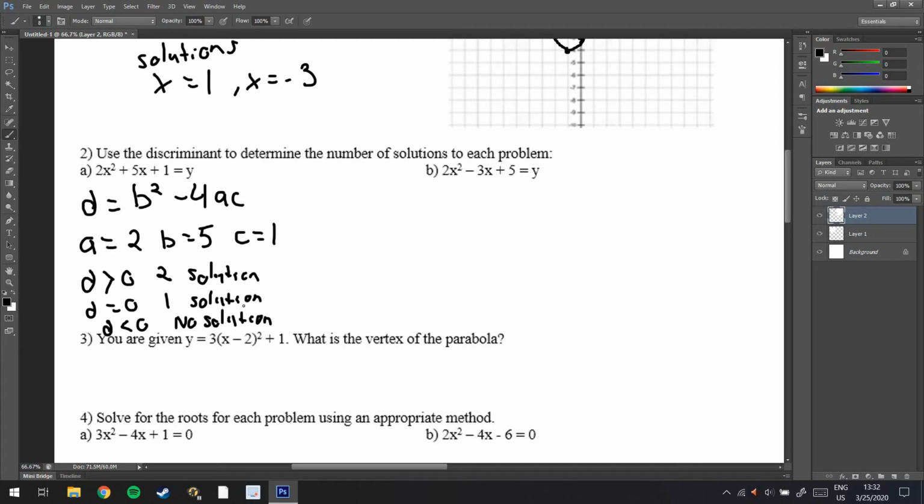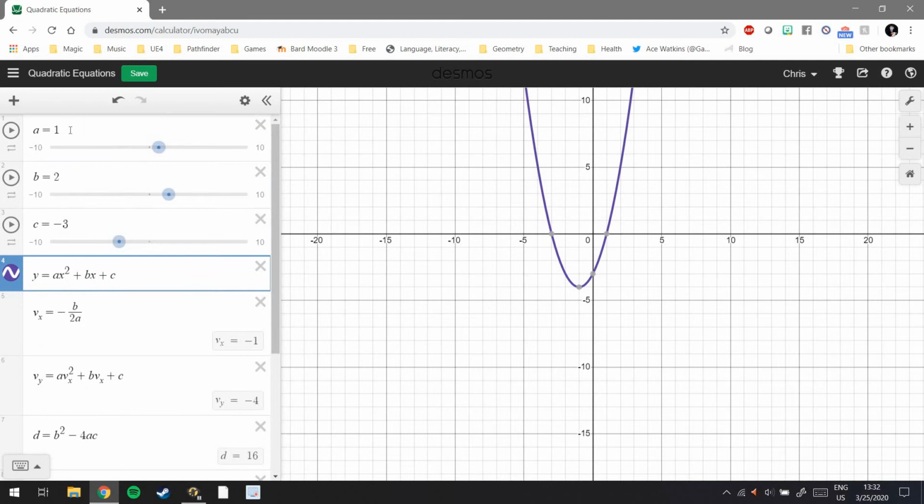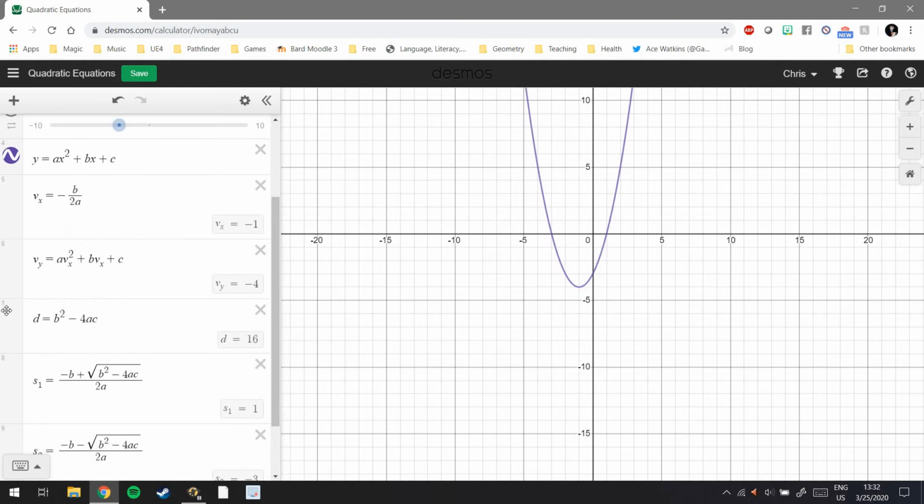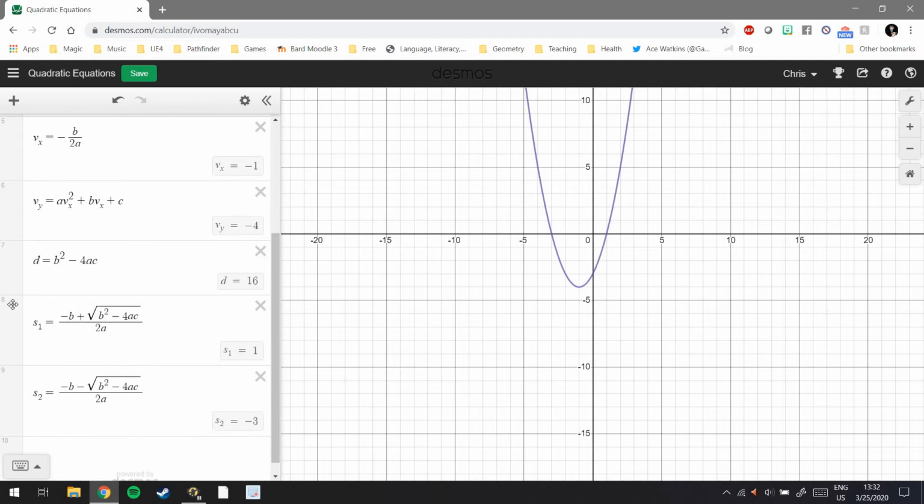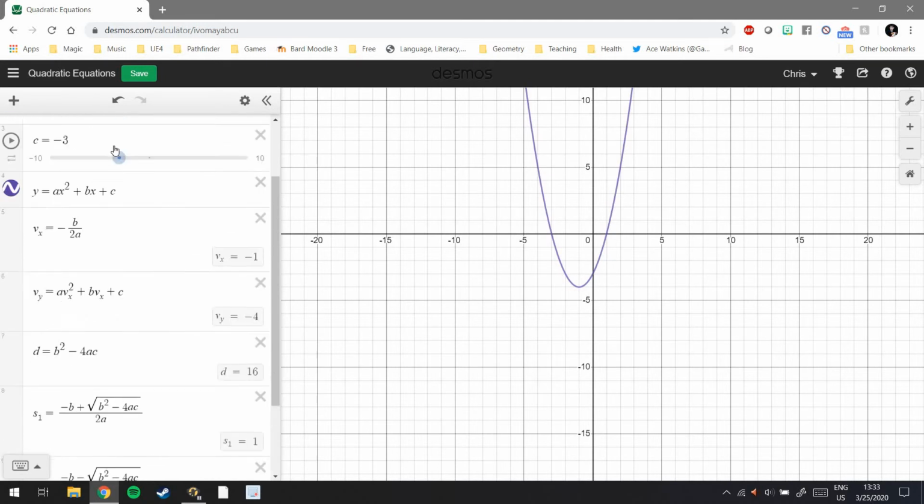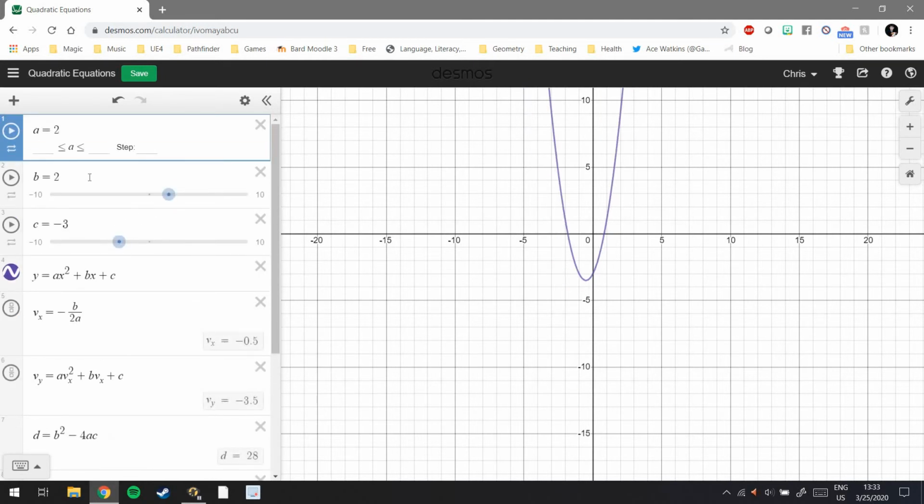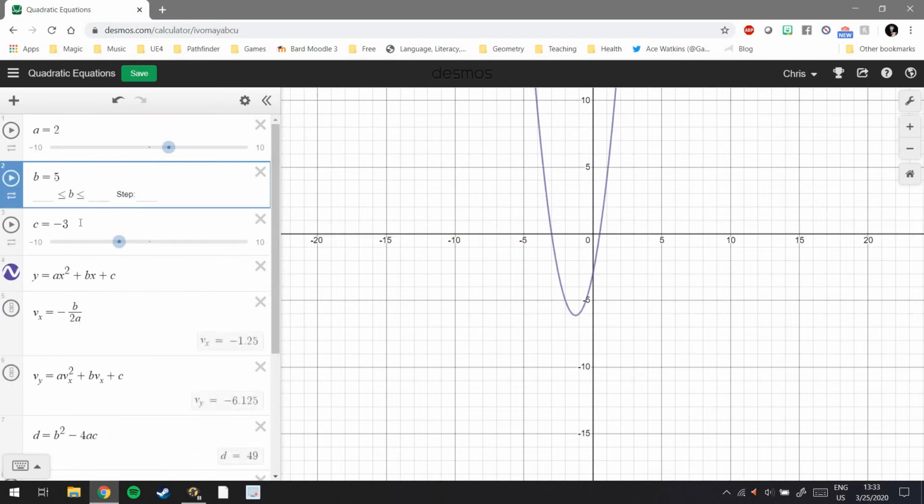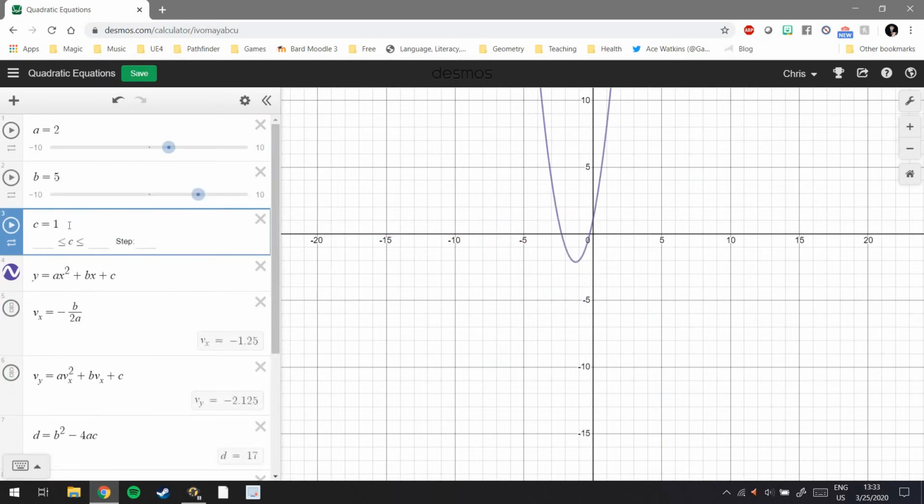Well, I have this already set up too. So let's go over 2, 5, and 1. Before I even do that, if we look, number 7 is the discriminant. Number 8 is one solution, and number 9 is the second solution from before. So for 7, our discriminant is positive, so we have 2 solutions, which is true. Now I have 2, I have 5, I have 1.